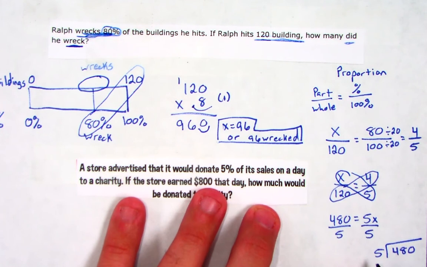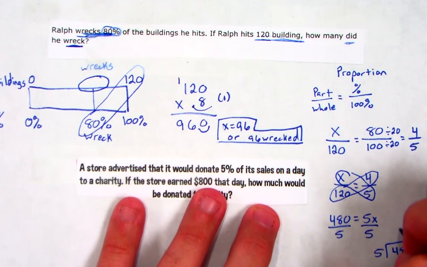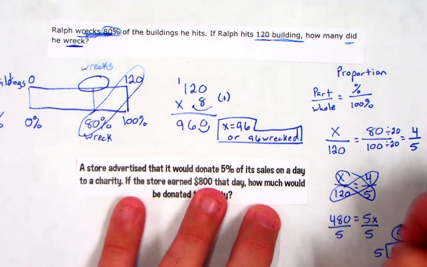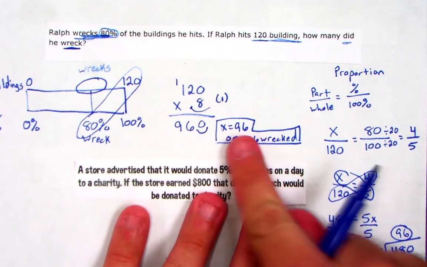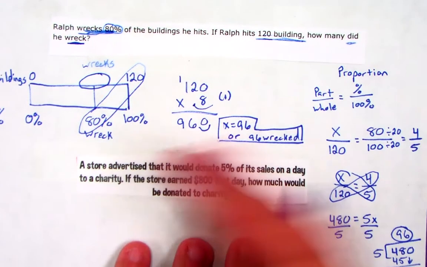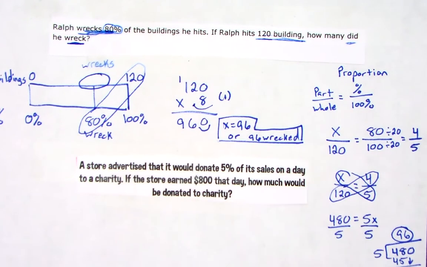Let's see, 5 can go into 48 9 times. 5 can go into 30 6 times. Would you look at that? Same answer, 96. Now again, I just showed you a couple of ways of solving it. Multiple ways of solving it. All right, let's look at the second example.